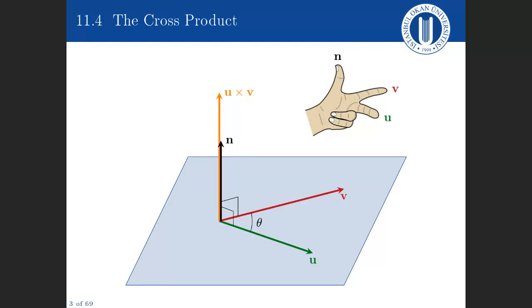Now, before we go on, we're going to need to use our left hand again. Imagine holding your left hand up, like in the picture. The second finger will point in the direction U, and the first finger will point in the direction V. And then our thumb will tell us a direction, which we're going to call N.